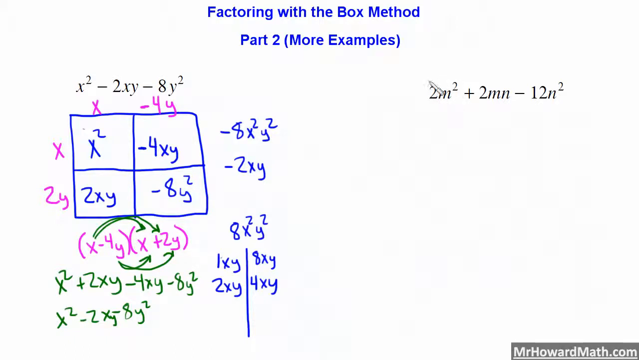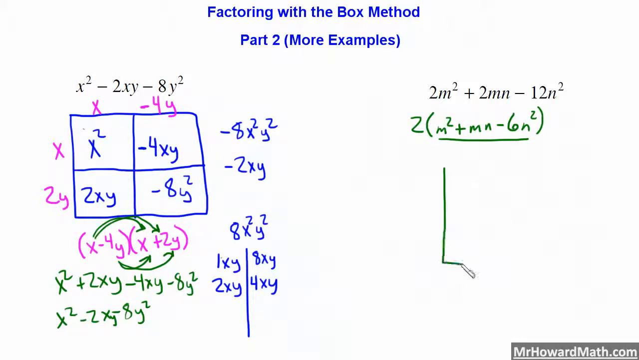This one we need to do some pre-work. We don't have a negative in front of this first squared term, so we don't need to pull out a negative 1 or anything, but we do have a greatest common factor of 2. We can go ahead and factor out a 2. So we rewrite it: m squared, and that gives us mn, and then factoring out a 2 here gives us a negative 6n squared. Now we're working with just that trinomial, and we're ready to go.